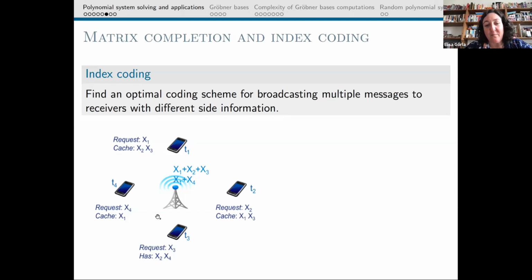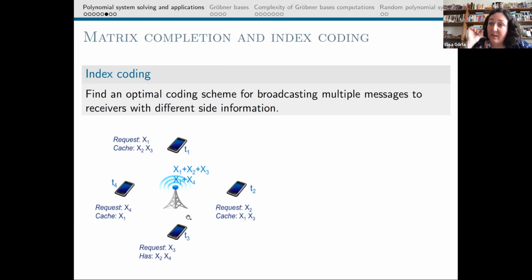It means you have an antenna, and then you have many users, and these users want to receive certain information, which I call variables. So this first user wants to receive information 1, the second user 2, etc. And they also have some cache, so they have something that they know already because maybe there was a previous transmission and they already have some information. And the tower can only broadcast.